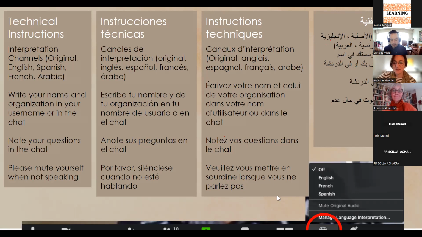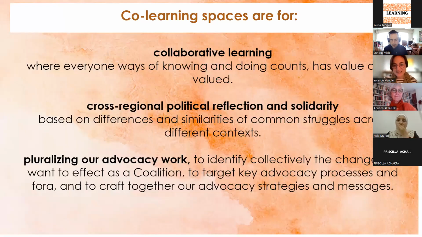I would like to introduce us to the question of what is a co-learning space and why are we here together talking about co-learning. And there are really 3 aspects of a co-learning space that we want to highlight and why we come together. The first one is for collaborative learning. And by that, we mean learning where everyone's ways of knowing and doing counts, has value, and is valued as well.